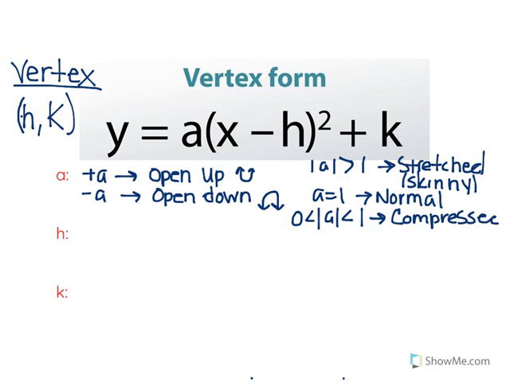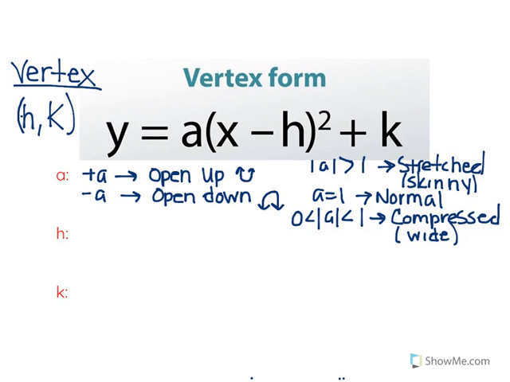So we're just looking at the A value itself. We're not actually looking at if it's positive or negative, because that's the part that tells us if it's opening up or opening down. We're looking at the absolute value of it, so it doesn't matter what the sign is. We want to see what is just the A number itself. If it's more than 1, it's going to be stretched or skinny. If A is equal to 1, it's normal. And then if A is between 0 and 1, it's compressed, which is going to be wide. So our graph is going to look very wide.